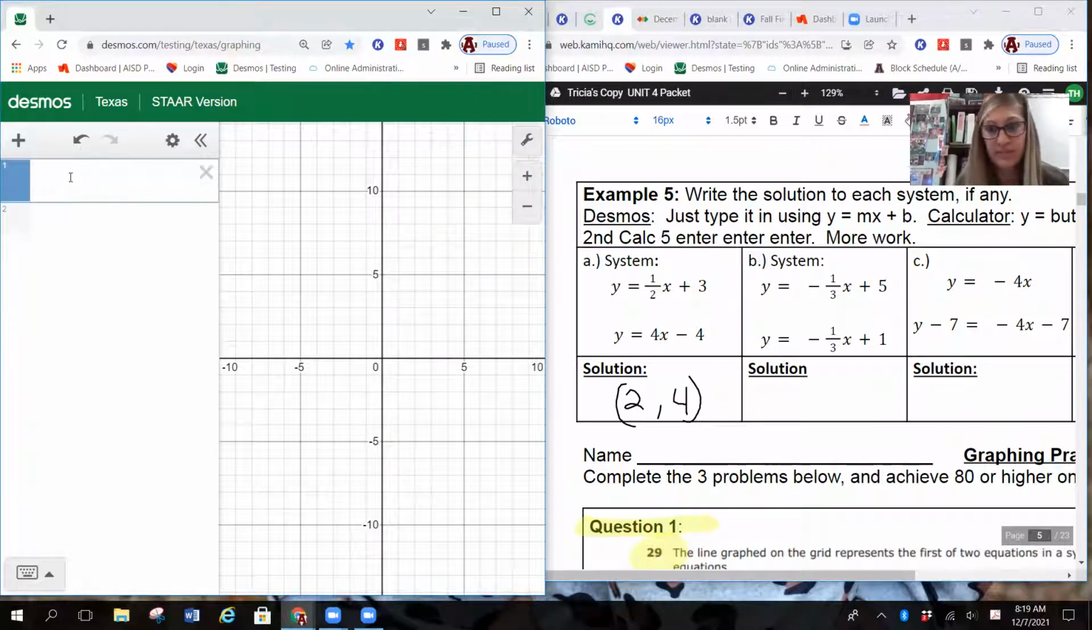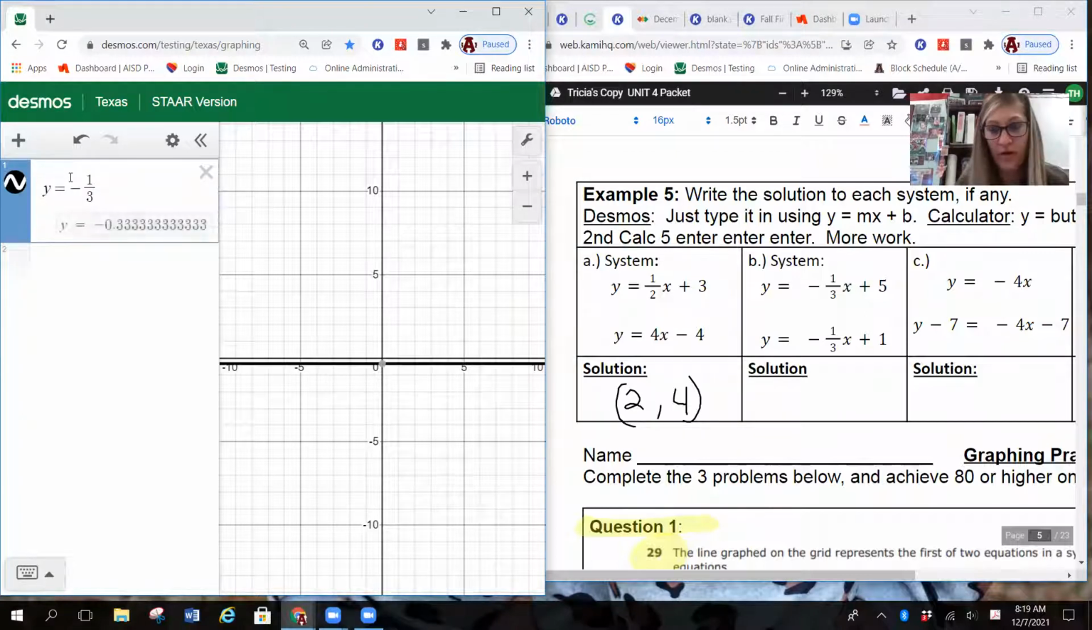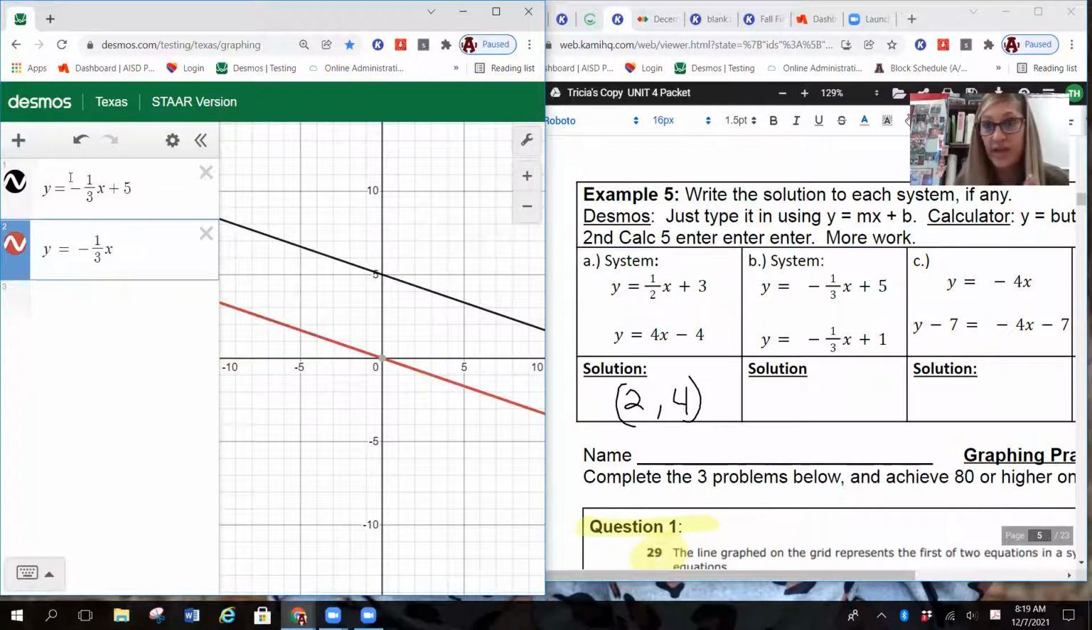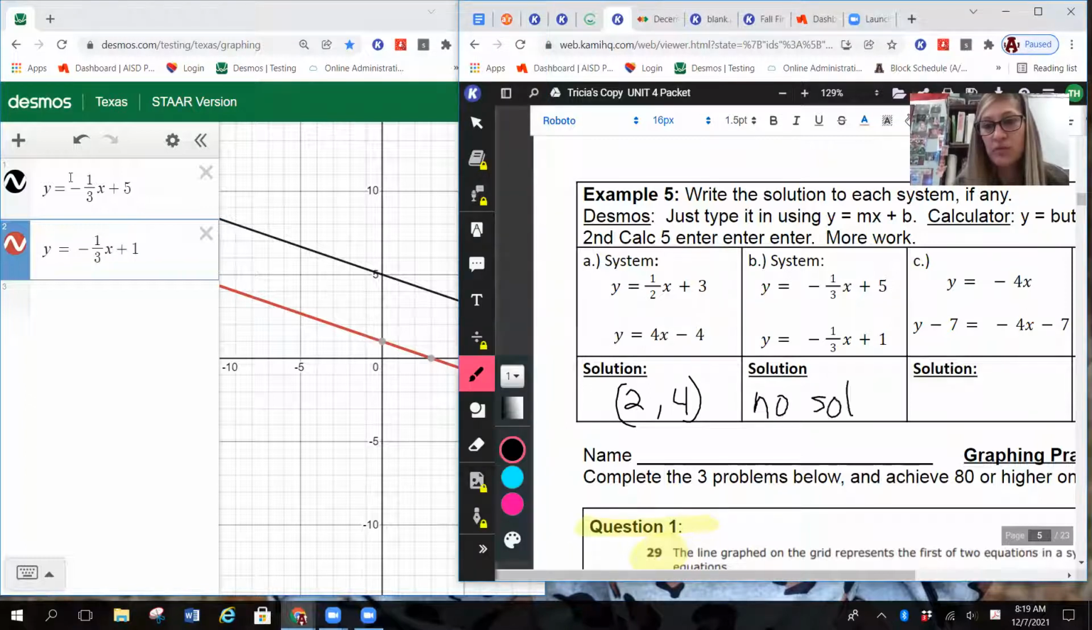For our second system, I have y equals -1/3 x plus 5. I have y equals -1/3 x. Notice they have the same slope. -1/3 is our slope, but this one's +1. They're equidistant apart. That would be no solution. The lines will never touch. Why? Because they're parallel. Same slope, different y-intercept, parallel lines never intersect. And the definition of a solution is where they intersect.